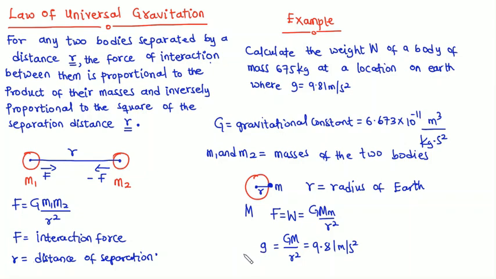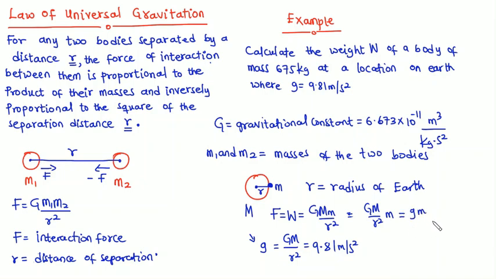We can consider g, which is the acceleration due to gravity, to be equal to 9.81 meters per second squared. So in this case, we can write the force as GMm over r squared, multiplying the mass of the object on the surface of Earth. Since GM over r squared is equal to the constant representing the acceleration due to gravity, you can write the formula as g multiplying m.